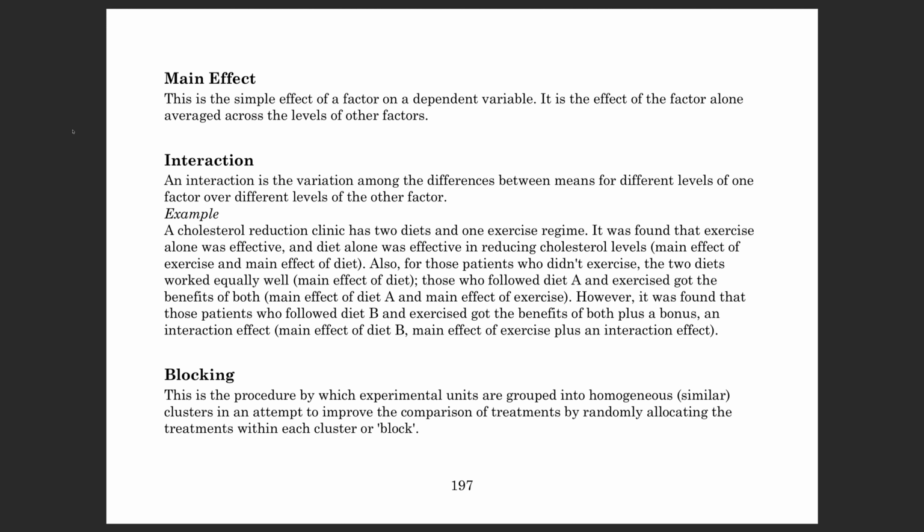Okay, blocking. So what is blocking? This is the procedure by which experimental units are grouped into homogeneous, that means similar, clusters in an attempt to improve the comparison of treatments by randomly allocating the treatments within each cluster or block. So that's trying to make sure that not just due to the random allocation, but in our design process, the different treatments get individuals who are as similar as possible.